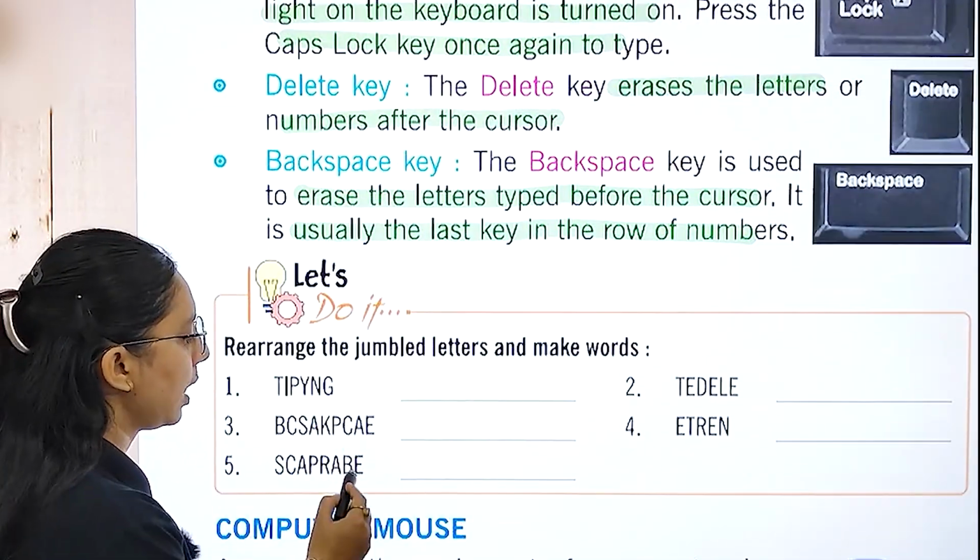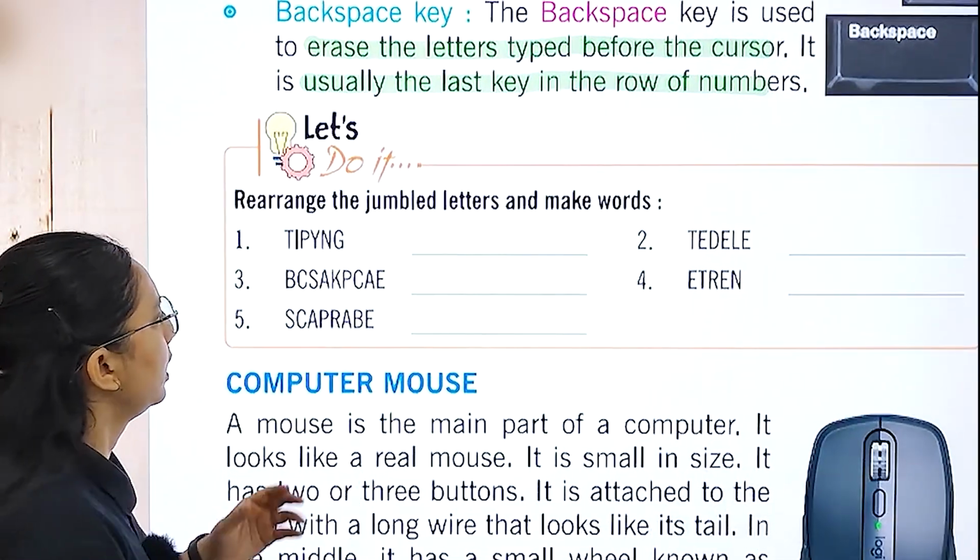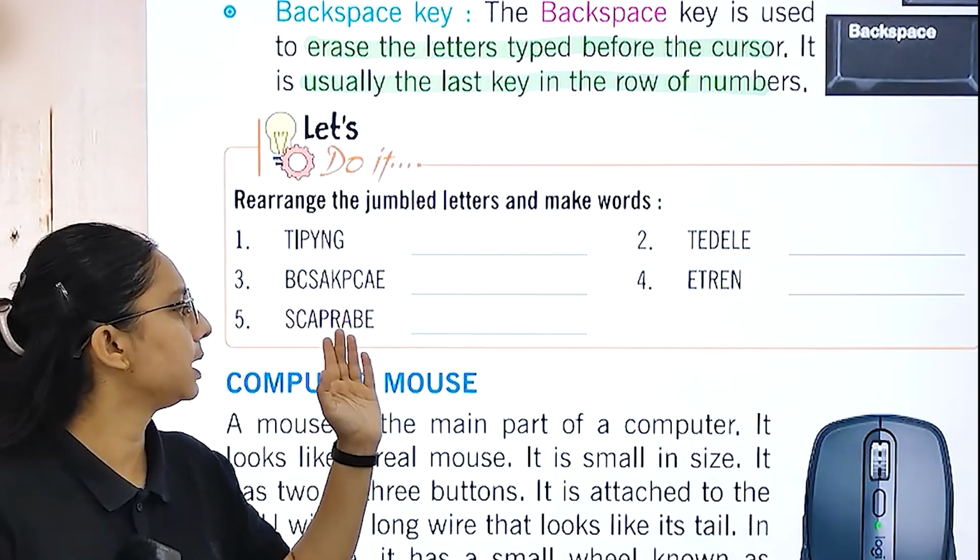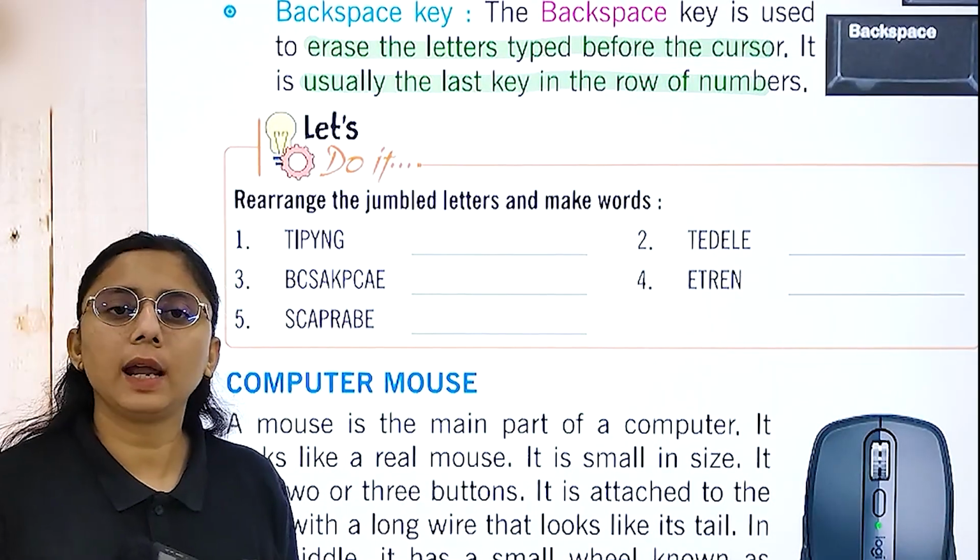Now what you have to do is rearrange these jumbled letters. Like this is typing, backspace, space bar, delete, and enter.